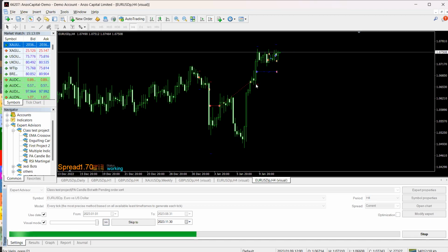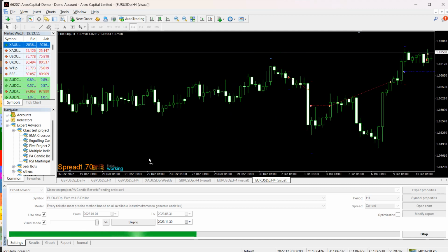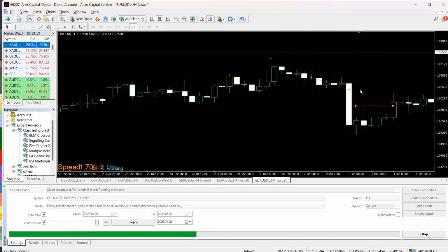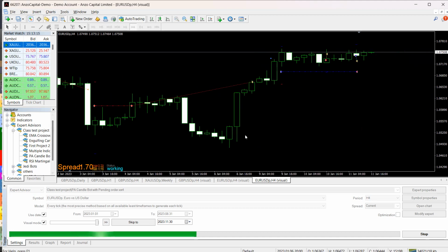Yeah, so I don't know if you can see this. Let me zoom in a little bit. Right. So remember there was a pending order here. Okay, so this is a bullish engulfing. This candle here is a bullish engulfing, right? And there was a pending order here. Now that order was still on until this point.